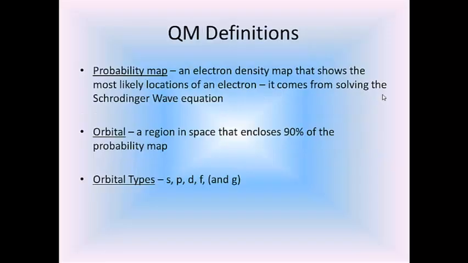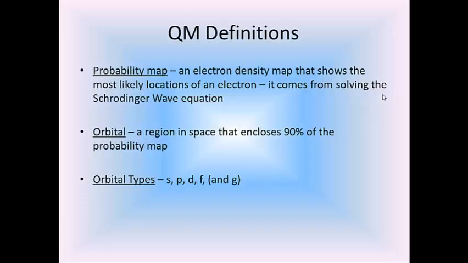An orbital is technically the probability map. The scatter plot I showed you earlier, humans put a defined edge onto it. That defined edge encompasses or encloses 90% of the scatter plot. And that scatter plot has different shapes. I showed you one already. I'm going to show you a few more.